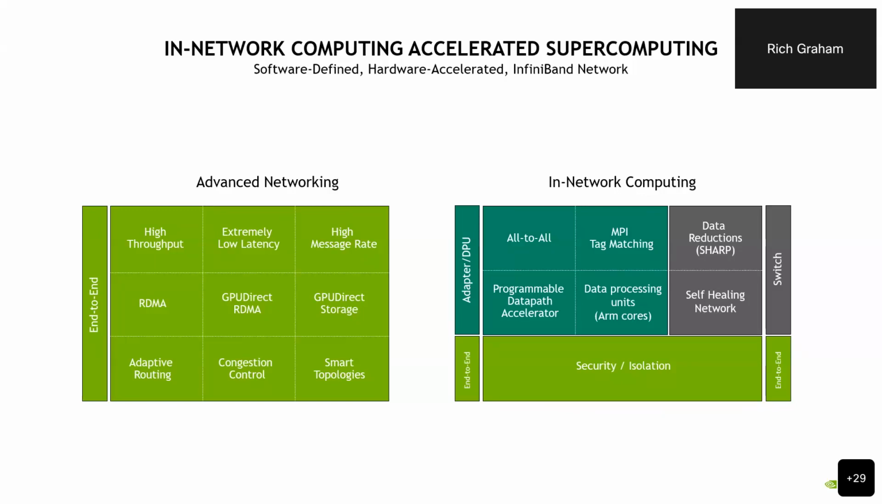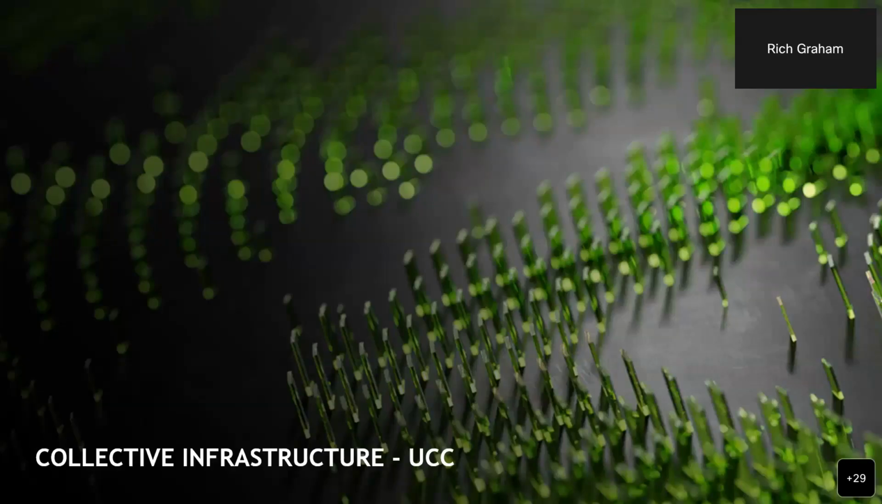So we have some hardware pieces that accelerate communication stacks, things like the small data all-to-all and MPI tag matching. But we also have a programmable data path. So we have the DPU. We actually have some other pieces too that are programmable in the data path on the HCA. So I'm going to focus primarily on the capabilities that are enabled on the DPU.